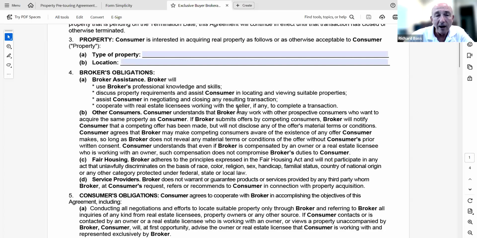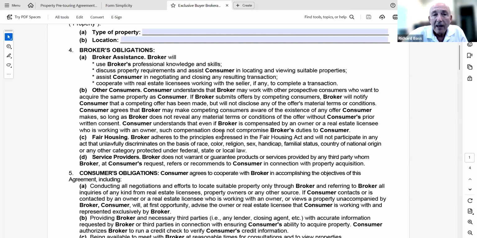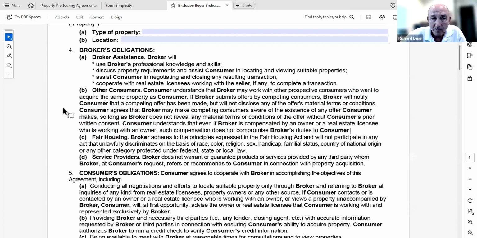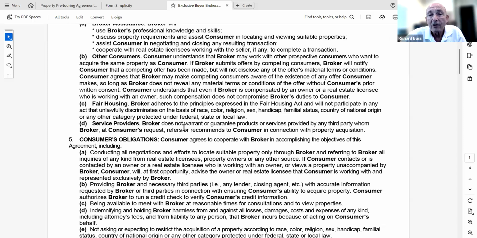And again, it talks about our obligations to your client. We're going to be professional with it. We're going to discuss all of their requirements. We're going to assist them in negotiating and closing the transaction, and we're working with other agents in order to do that. Again, they understand that we might be working with other consumers who are wanting to buy the same property. They understand that. We will let them know if that happens, but we cannot share any of the information with them. Okay. Fair housing, same thing. Service providers, same thing that we talked about.